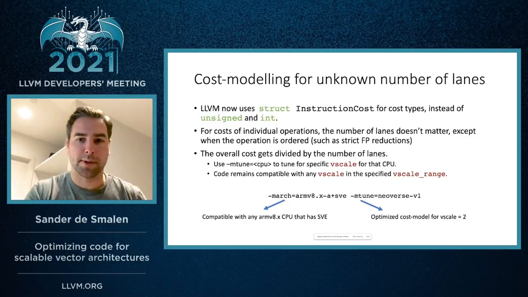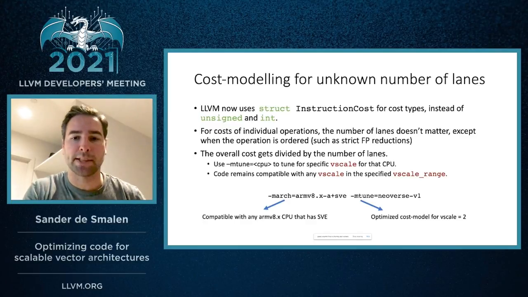One thing that's important to mention here is that the code remains compatible with any vscale in the specified vscale range. So MCPU or mTune don't change the vscale range that's being compiled for.